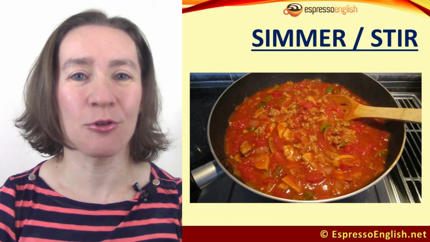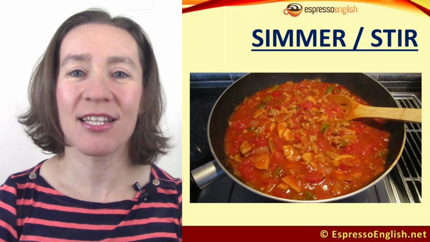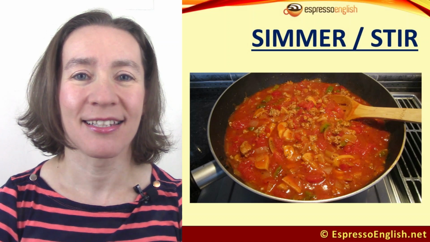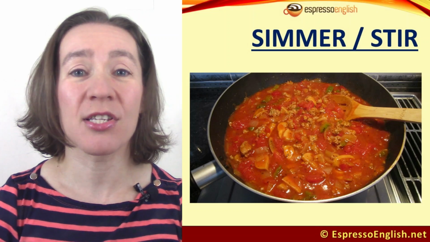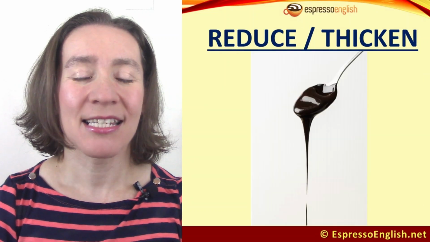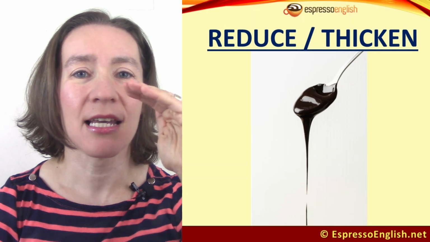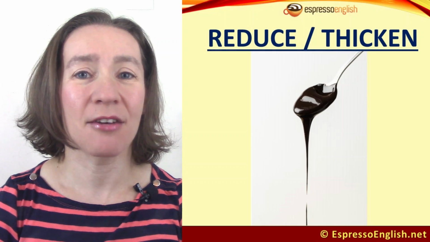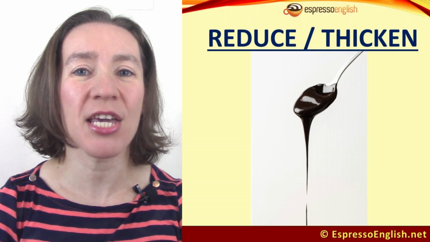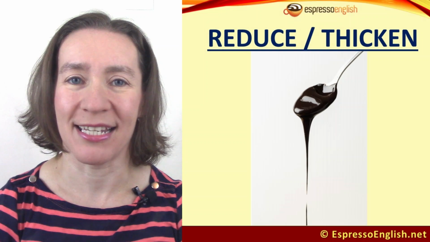If you're making a soup or a sauce, the recipe might tell you to let it simmer. This means to let it cook on low heat. And you'll probably need to stir it occasionally. Move a spoon around through it. Sometimes you want to reduce the sauce, meaning the amount of liquid gets less and the flavor gets more concentrated. And you might add flour or cornstarch to thicken it, make it flow more slowly so it's less watery.